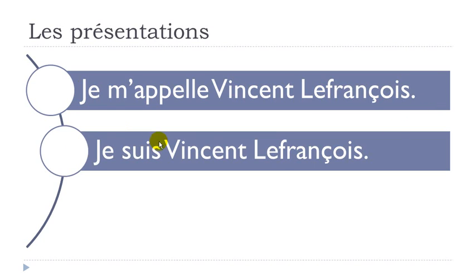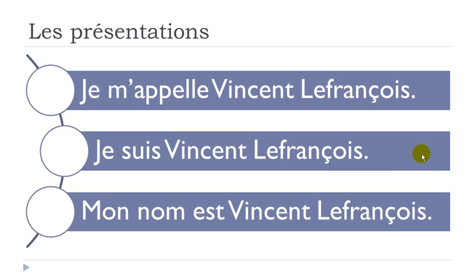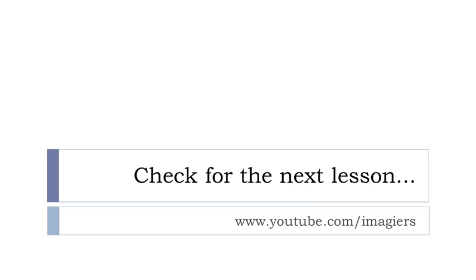Another option would be not to use this s'appeler, to call oneself, but to use to be, which is totally possible. Je suis Vincent Lefrançois. I am Vincent Lefrançois. And then third option, mon nom, my name. Mon nom est Vincent Lefrançois. Okay, so let's see them one more time. Je m'appelle Vincent Lefrançois. Je suis Vincent Lefrançois. Mon nom est Vincent Lefrançois. Okay, so now you can present yourself or ask the name of someone.